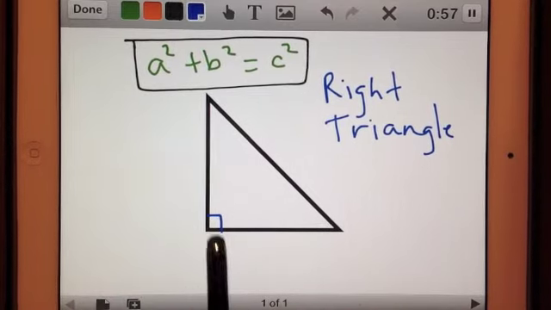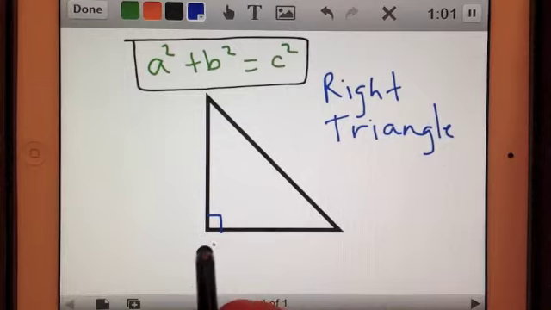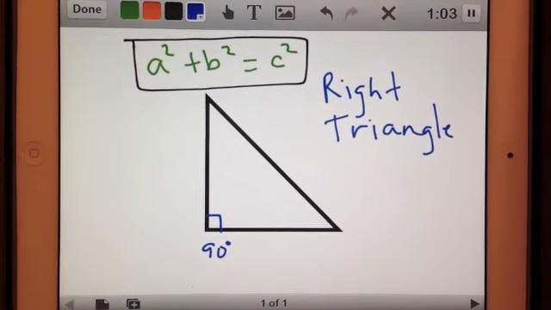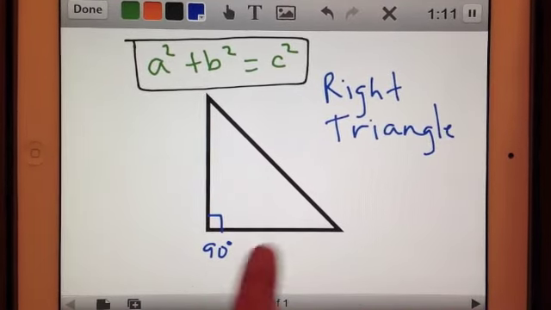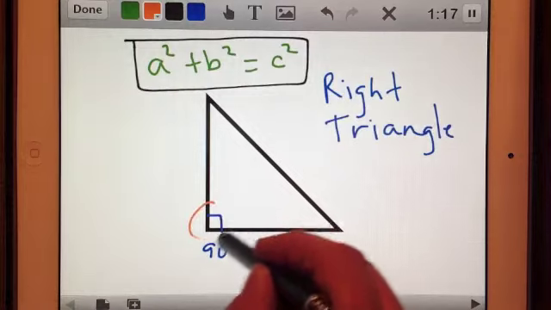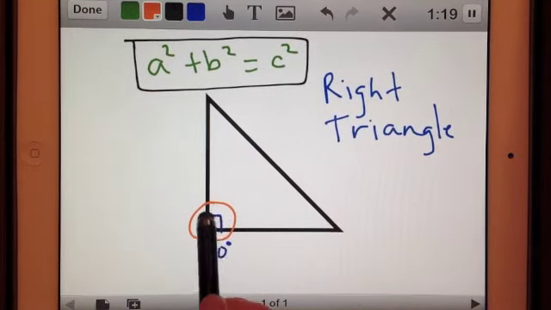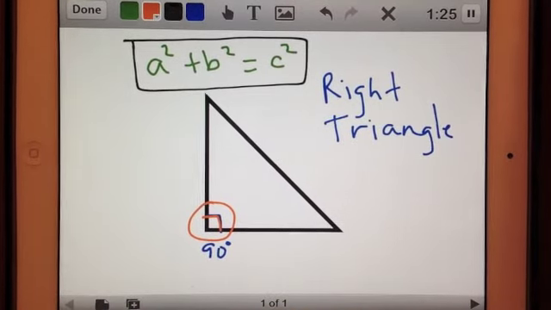A triangle will only have one right angle, and a right angle is one that measures 90 degrees. It will never have more than one right angle, because if it did, it would turn into a square or a rectangle. Now, I should know right off the bat it's a right triangle if I have the indication here that it is right, because it has this little symbol that I put in before. That little symbol tells us that it measures 90 degrees and it is a right angle.